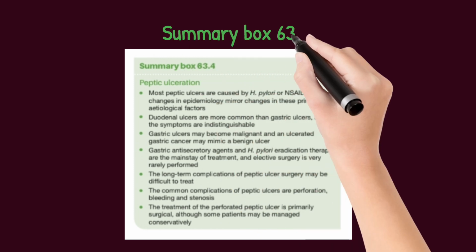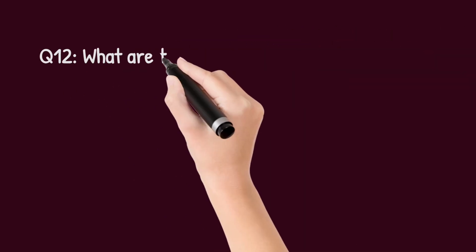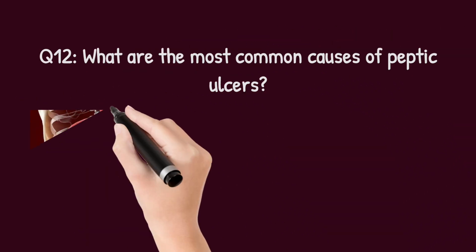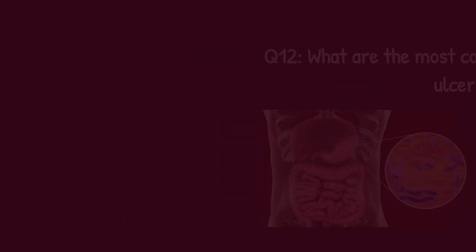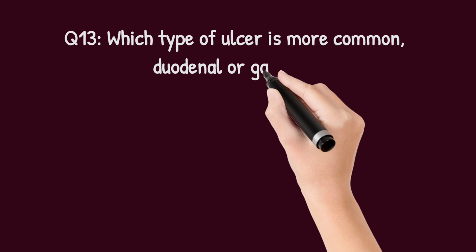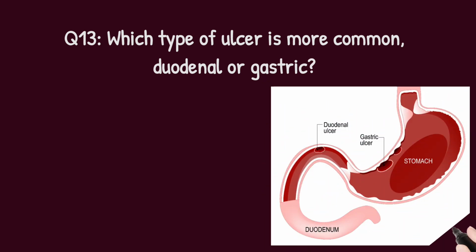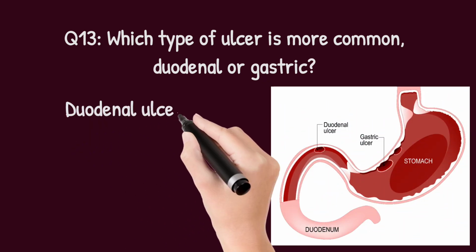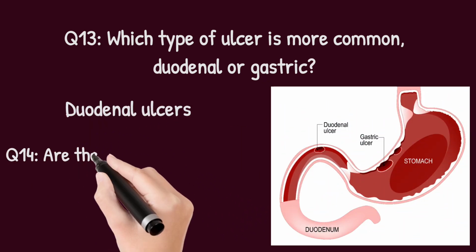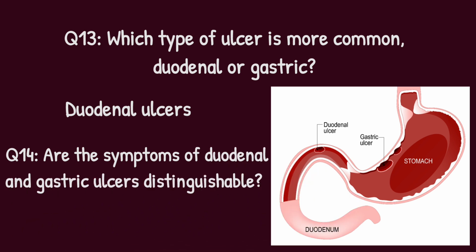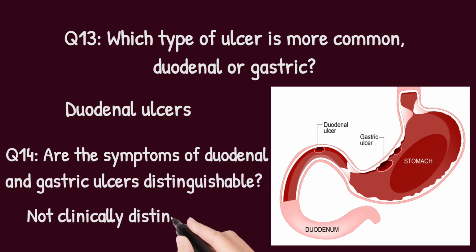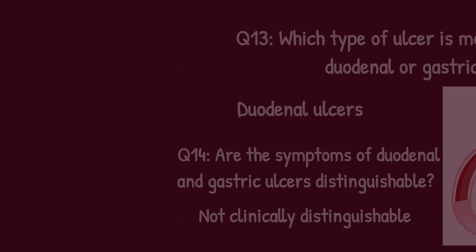Summary of peptic ulceration. What are the most common causes of peptic ulcers? Helicobacter pylori and NSAIDs. Which type of ulcer is more common, duodenal or gastric? Duodenal ulcers are more common than gastric ulcers. Are the symptoms of duodenal and gastric ulcers distinguishable? No, the symptoms are indistinguishable.